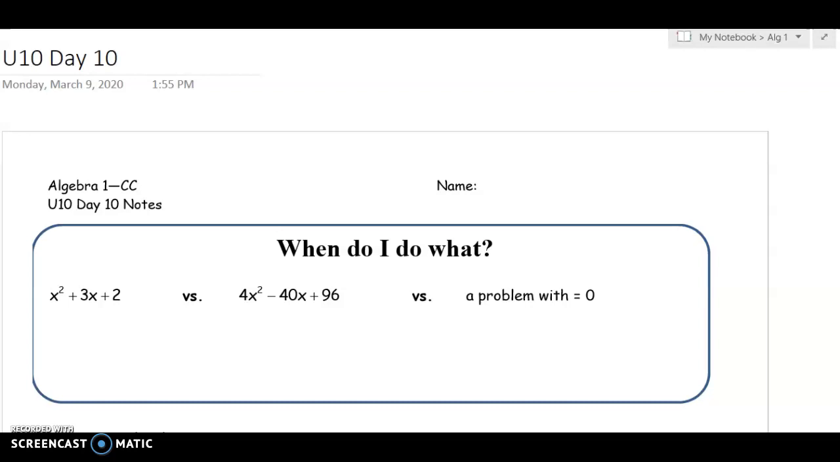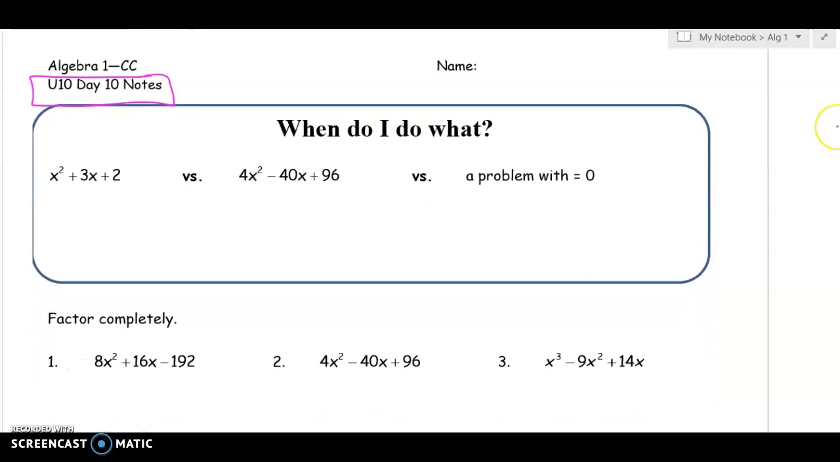Okay, Algebra, welcome back. We are continuing on with factoring. It's just kind of a summary of what we did yesterday and making sure we know what to do given certain types of problems. So we are doing the Unit 10 Day 10 notes, which you can find in your packet, you can find on Canvas, or you can do it on your own paper, whatever you choose.